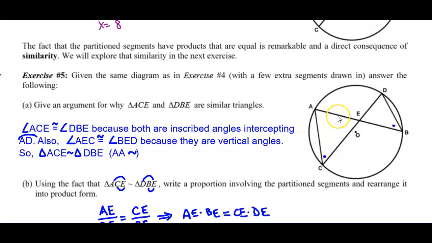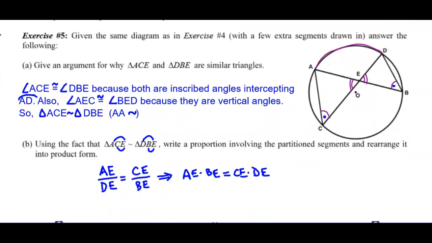Well, angle ACE and angle DBE, if you follow their rays out, they both subtend this arc here at AD. Therefore, they're both half of arc AD, therefore they're equal to each other. So I've got two equal angles here. I have vertical angles here, and that's enough for angle-angle similarity right there. And as soon as I have angle-angle similarity, all the corresponding parts are going to be proportional.